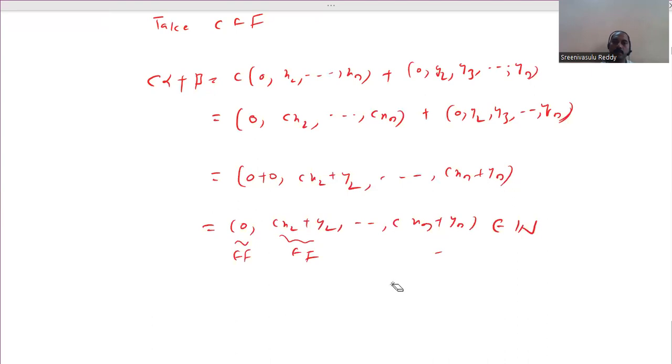So, F power n, this is an element of V. So, c alpha plus beta belongs to W. As per the definition, we say that W is a vector subspace of V.